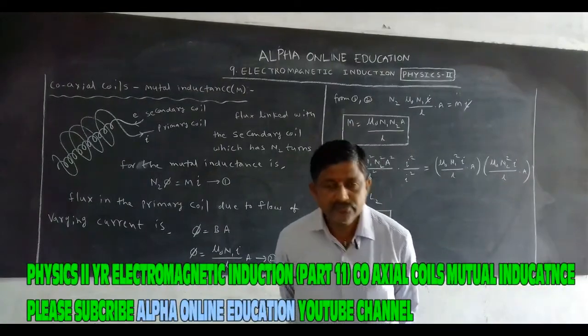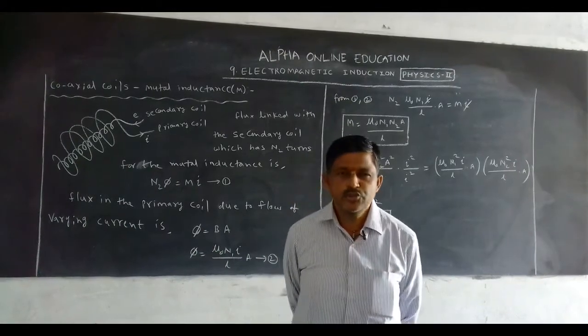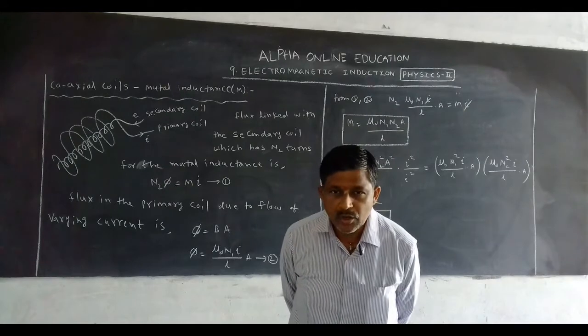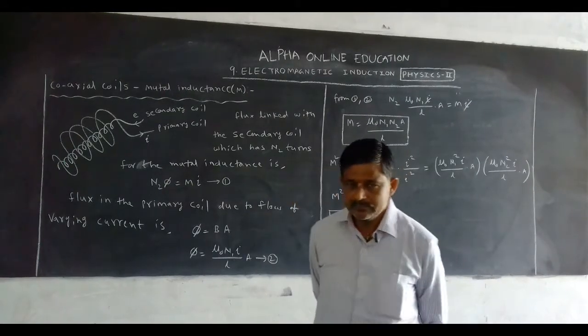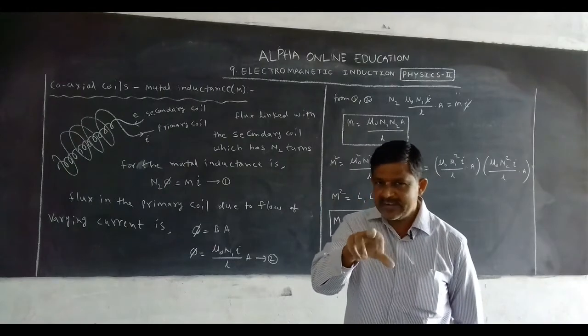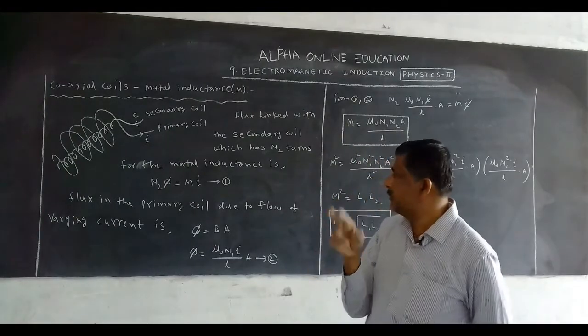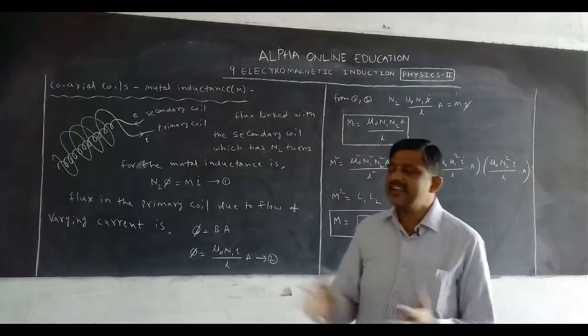Coefficient of mutual induction, or mutual inductance, occurs due to coaxial coils. That means two coils, one primary and one secondary. When a varying current is passing through the primary coil, an induced EMF is established in the secondary coil.